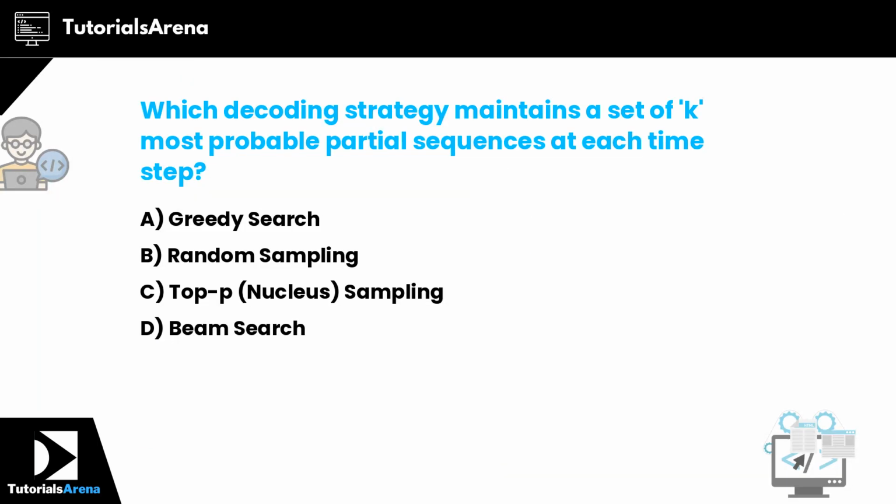Which decoding strategy maintains a set of k most probable partial sequences at each time step? The correct answer is option D, beam search.